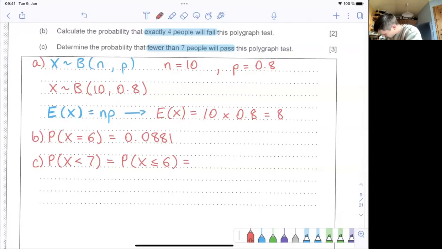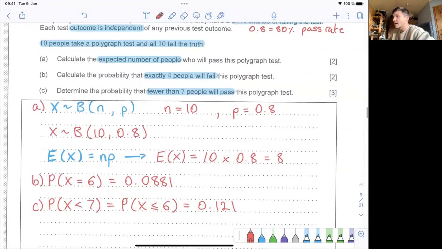Let's put that in: 0.121. Okay, and so that is the answer to question 5. I will stress that if you don't know how to find these out with your calculator, research that yourself, because every calculator is a little bit different, and your calculator will be able to do most of the heavy lifting in this question for you. Okay, so let's move on.